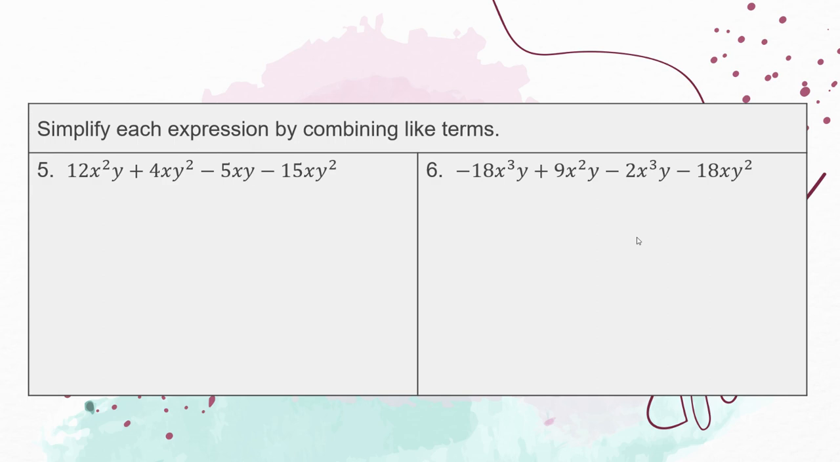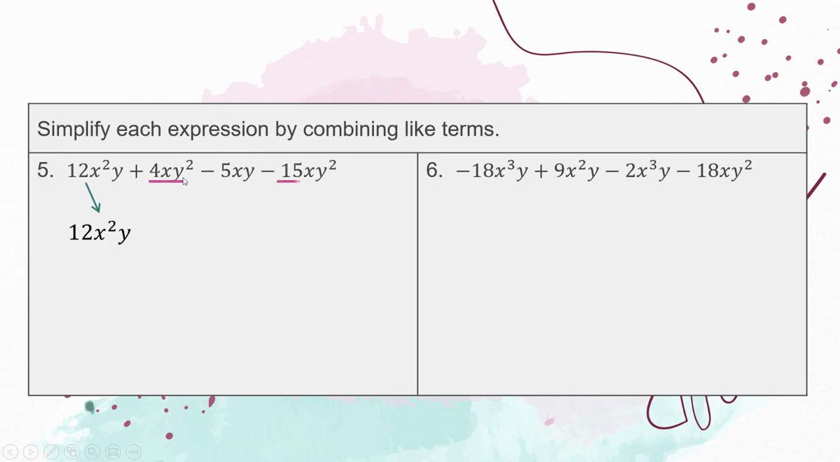For number 5, we've got 12x squared y plus 4xy squared minus 5xy minus 15xy squared. So the first two terms might trick you and make you think that there are like terms, but in the first one, the x is squared and y is not, and in this one, x is not squared, but y is squared. So those are not like terms. There is no other x squared y term, so I'll bring that down.